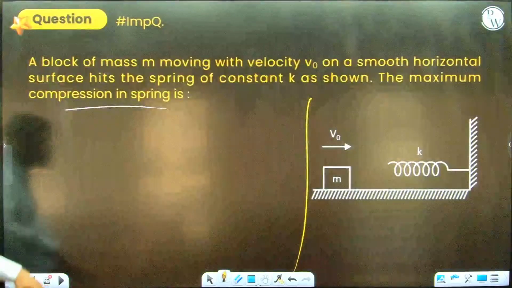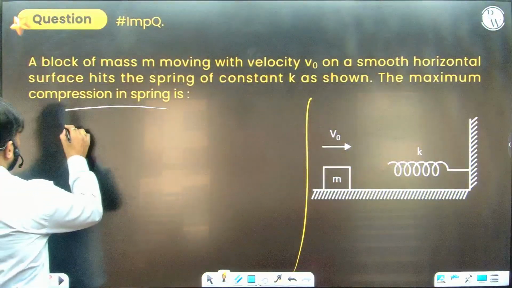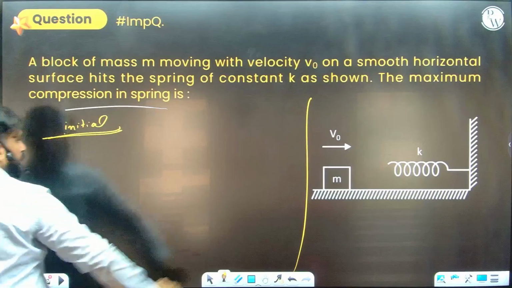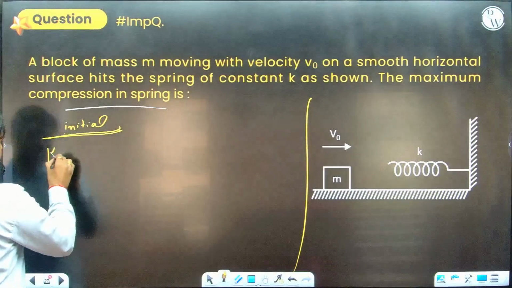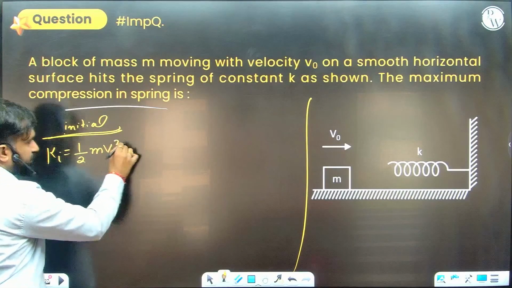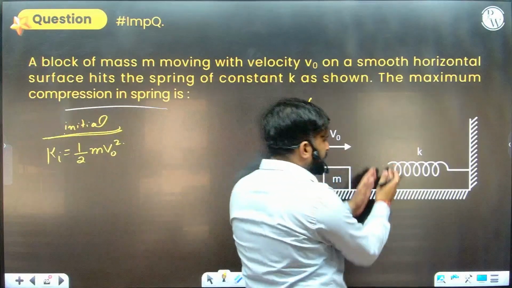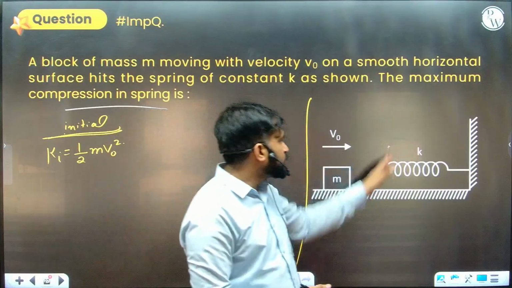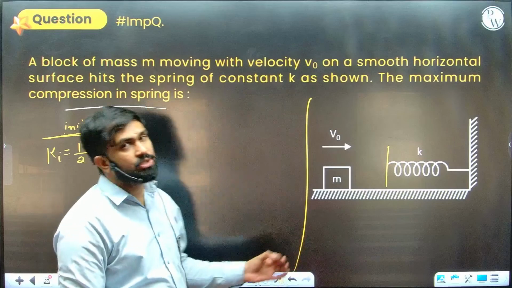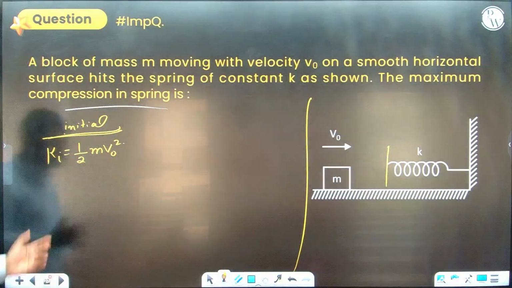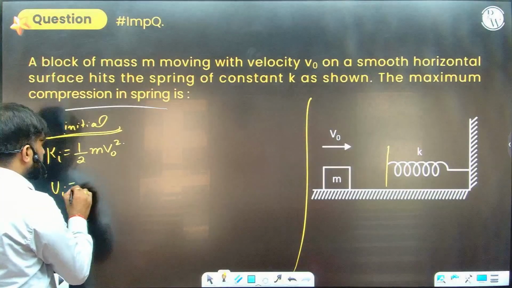For that you must know what is initial and what is final. So I'll write here the initial parameters. Initial kinetic energy will be based upon the velocity given, half m v naught square. As soon as it strikes the spring, its velocity will be v naught, and as soon as it comes in contact, the initial compression or extension has to be 0 because nothing was there before. So initial potential energy I am writing 0.